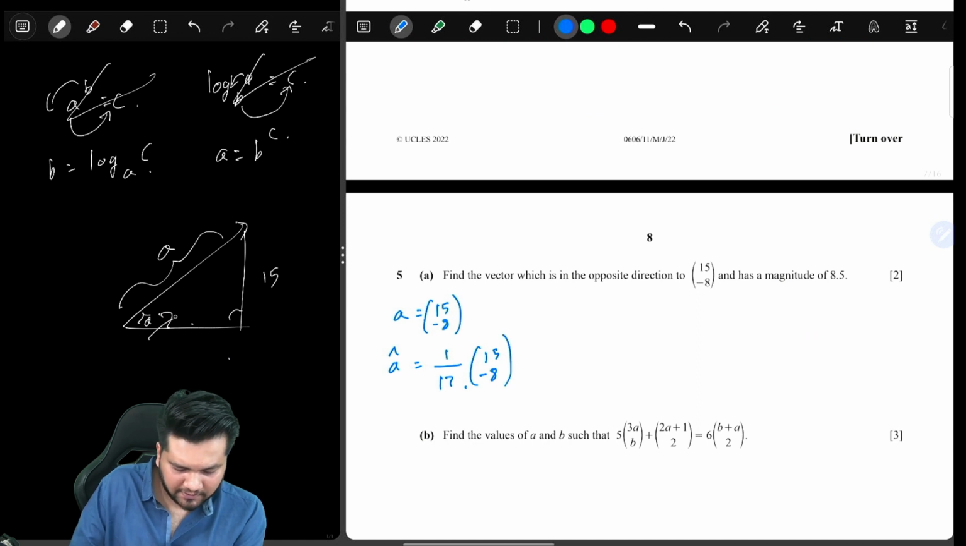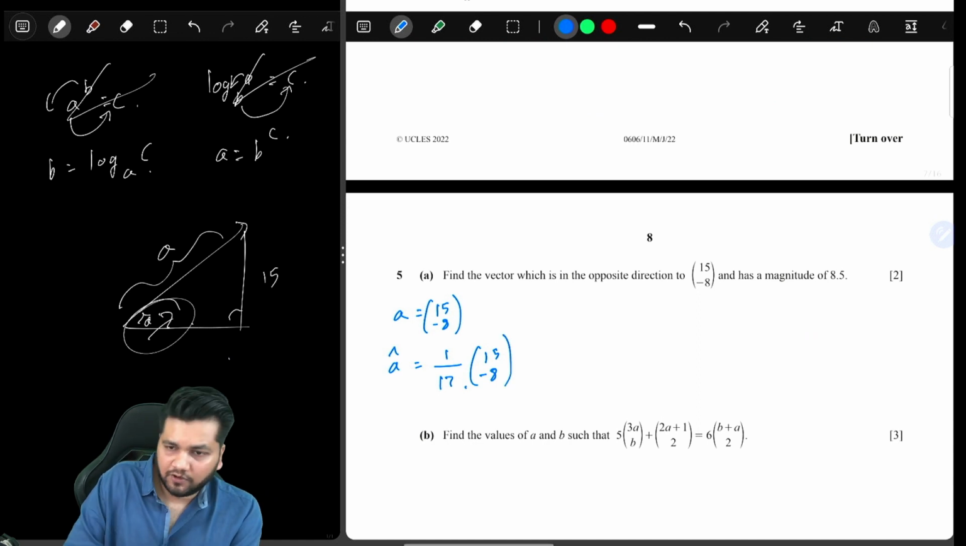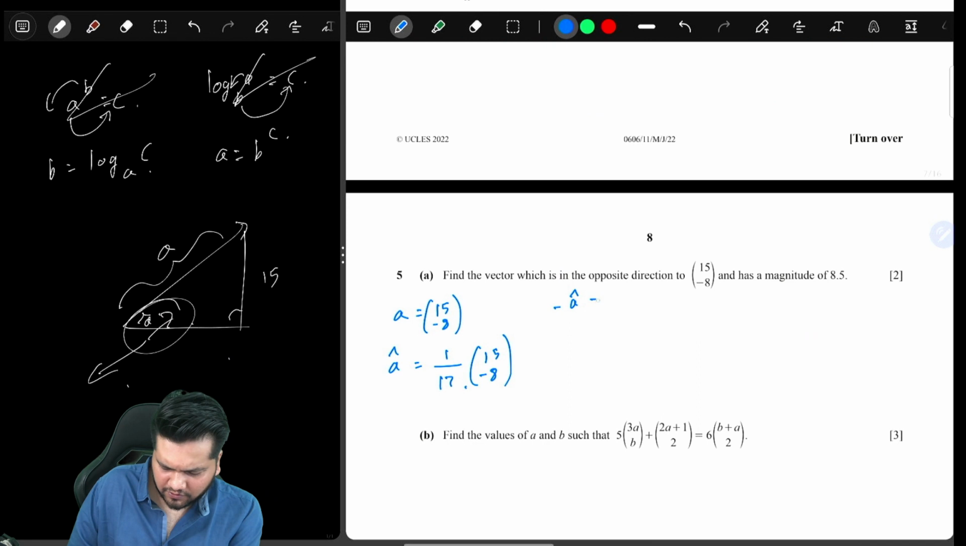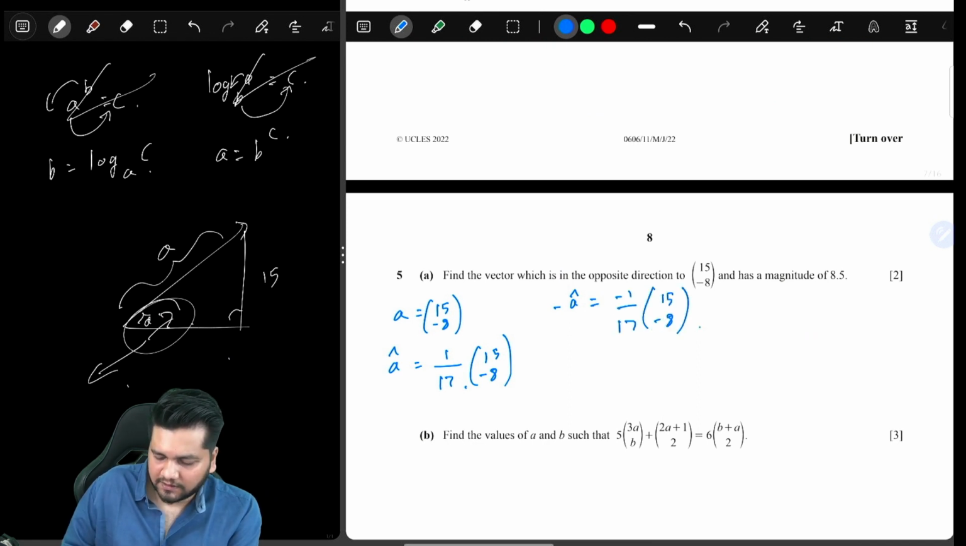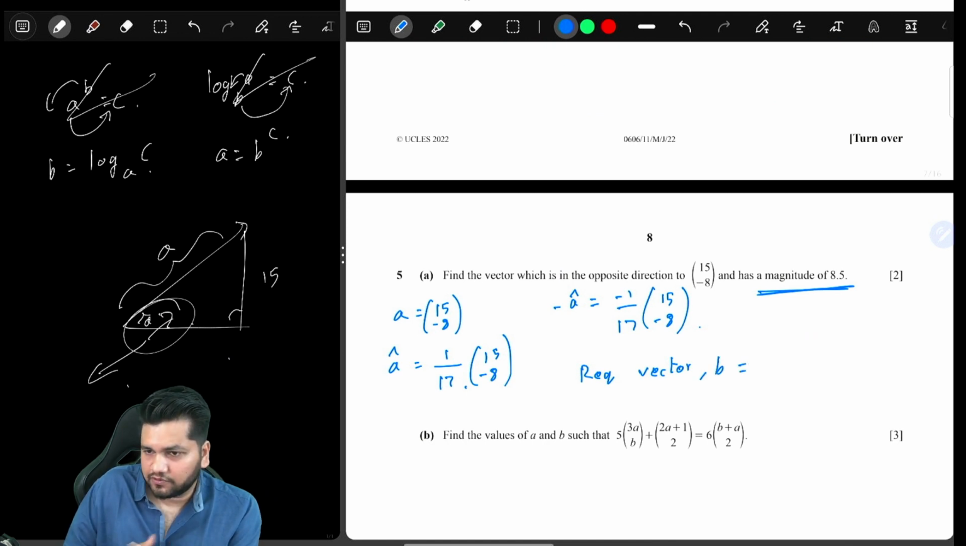Now, this is a unit vector in a's direction, but I want it in the opposite direction, so I'll have to multiply by minus. So minus a cap would be minus 1/17 times (15, −8), you don't have to mention it. But now I want the required vector. The required vector, let's say it is b, is going to be what? All you have to do is multiply by the magnitude of 8.5. So it's going to be 8.5 times minus 1/17 times (15, −8).